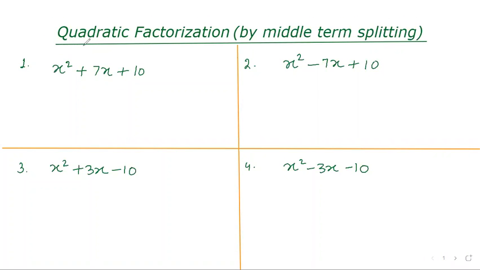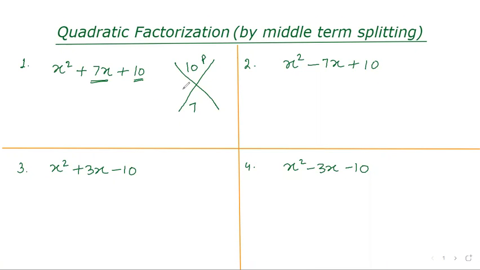Hi students, today we are going to do quadratic factorization by middle term splitting, right? In this, first of all, we see the constant term, which is 10 here in the first question, right? So we have to split the middle term in two parts such that the product is equal to the constant term and the sum is equal to the middle term, which is 7 here, right?